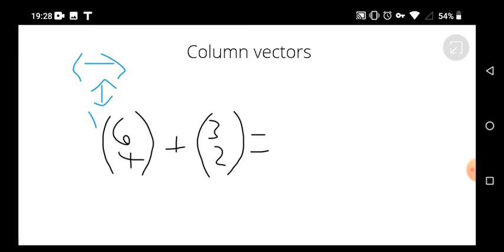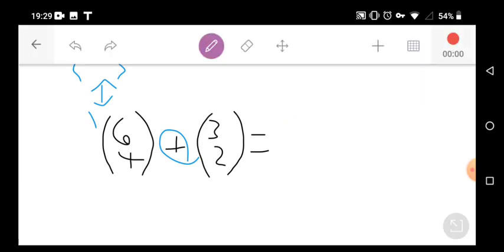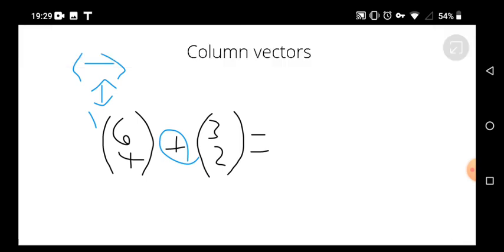Another thing you can do with column vectors is add them, as here's an add sign. We have another one here, and it's really as simple as adding your two horizontal numbers together. So we get 9. And 4 and 2 to get 6. I'll put it in brackets, okay?